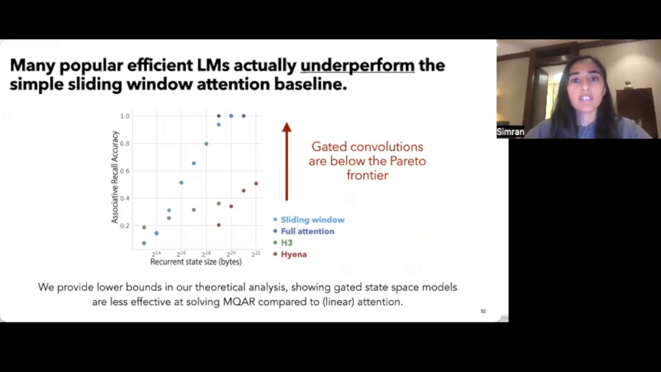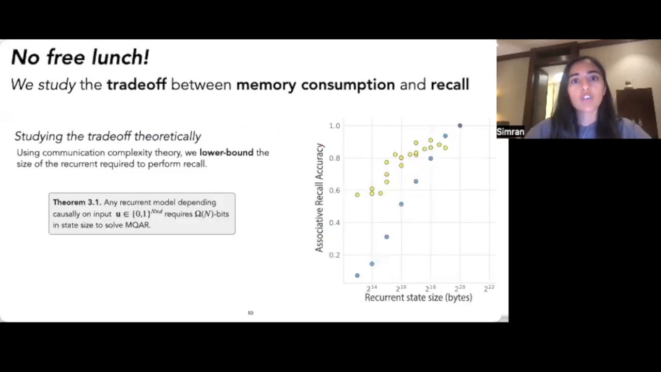We theoretically explain this in our work by providing a lower bound on the number of layers of gated SSMs versus attention required to solve MQAR. So if you're interested in this, I encourage you to check that out. Across these architectures, we see clear trade-offs between the memory or recurrent state size and the quality, or MQAR accuracy.